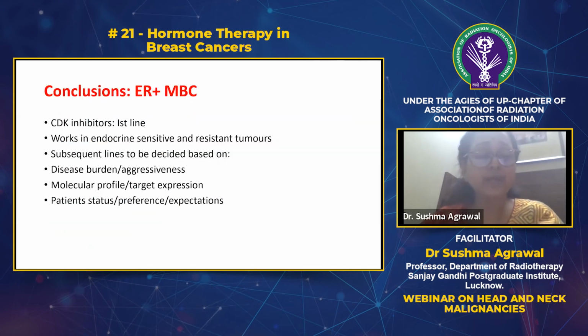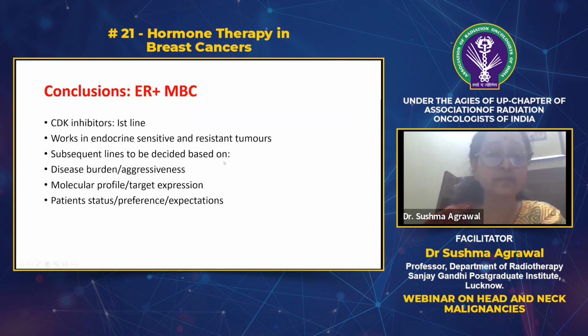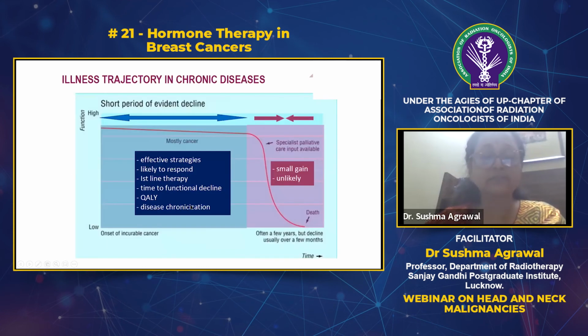And with this, I would like to conclude that in ER positive MBCs, we have seen that CDK inhibitors along with AIs are the first line. It works in both endocrine sensitive and resistant tumors, and subsequent lines are to be decided based upon the disease burden, the aggressiveness, the molecular profile, the target expression, and the patient status, preference, and expectations.